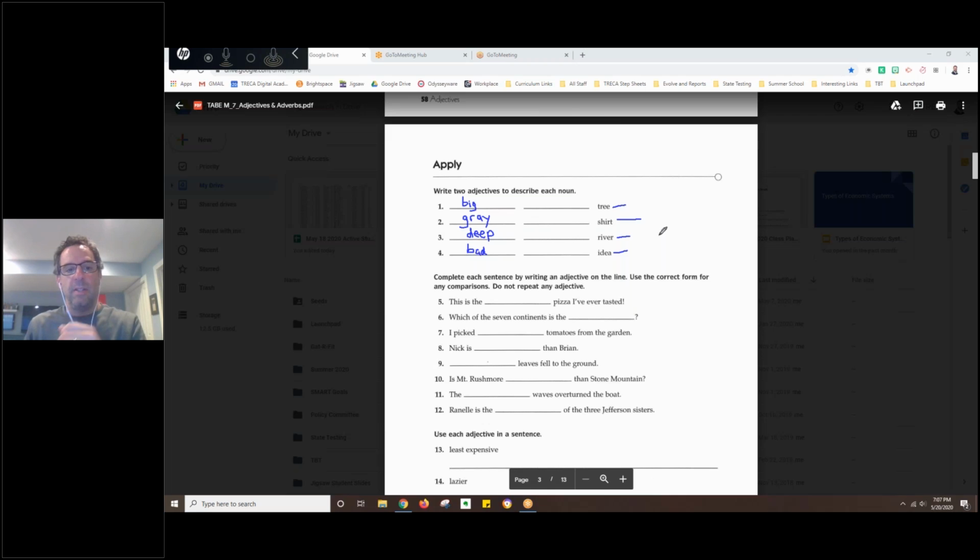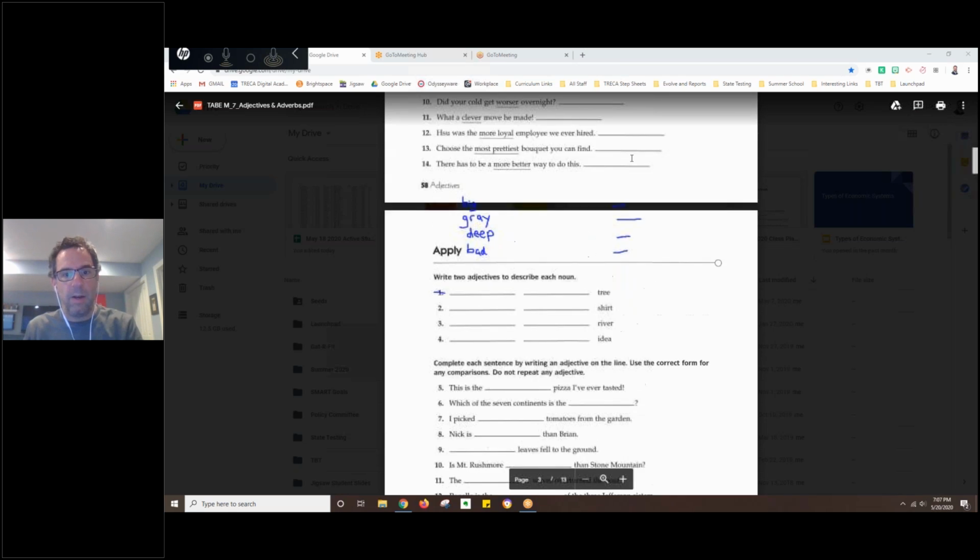The next part down here talks about completing each sentence by writing an adjective on the line. Use the correct form for any comparisons. What this is telling you is there might be some comparisons.